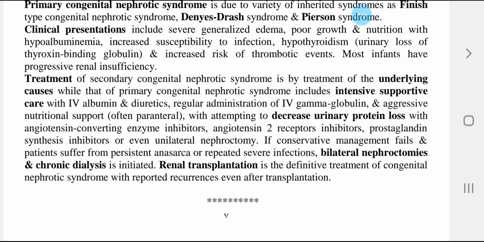If conservative management fails and patients suffer from persistent anasarca or repeated severe infection, bilateral nephrectomies and chronic dialysis are initiated. Renal transplantation is the definitive treatment of congenital nephrotic syndrome, with reported recurrences even after transplantation.